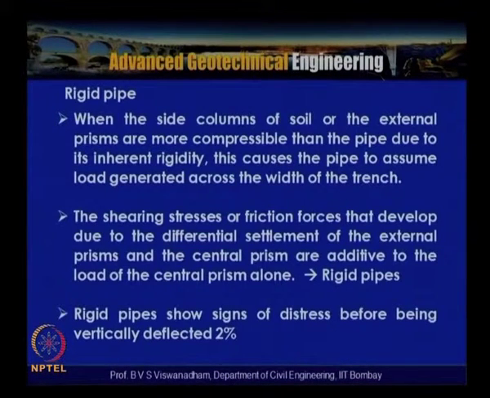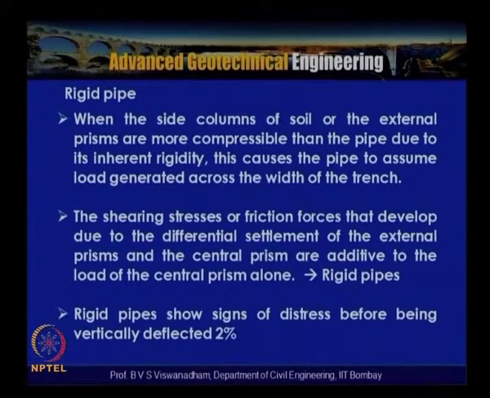Okay. So in the case of rigid pipe now, there are two types we will come across, called rigid pipes and flexible pipes. For rigid pipes, the side columns of soil or the external prisms are more compressible than the pipe due to its inherent rigidity, and this causes the pipe to assume the load generated across the width of the trench.